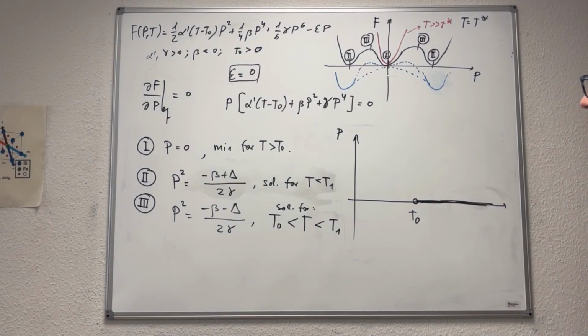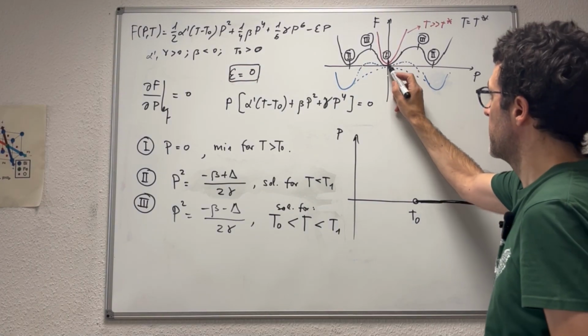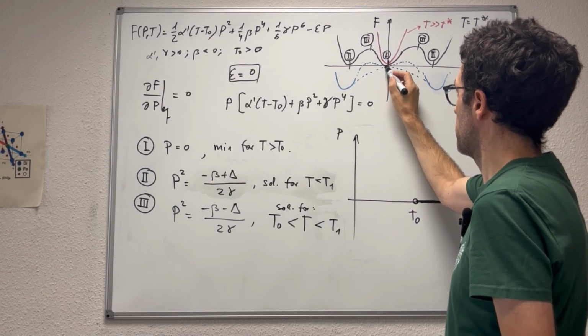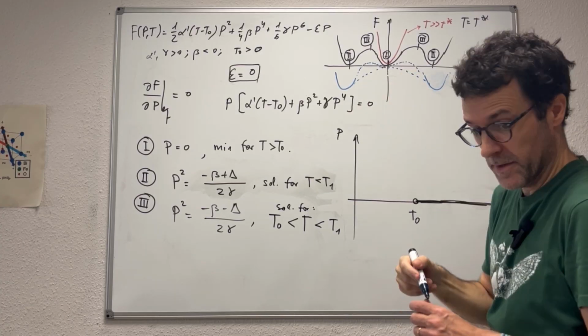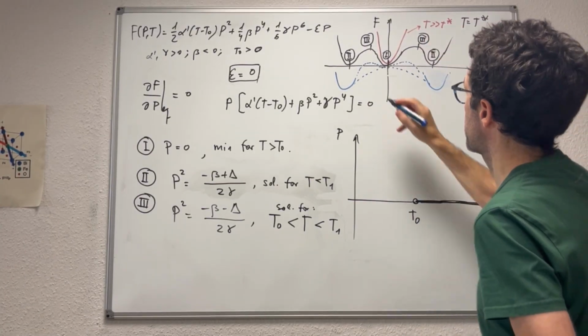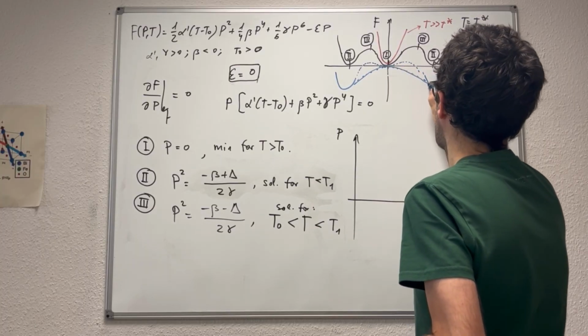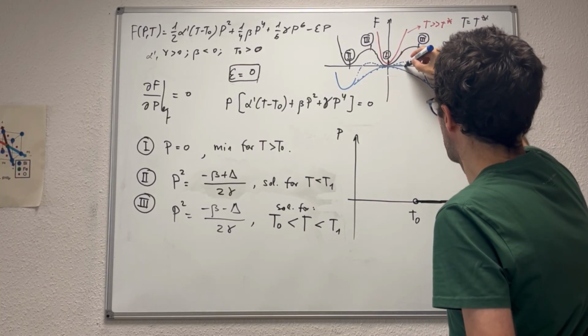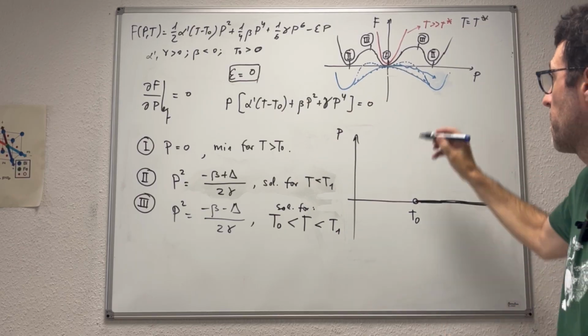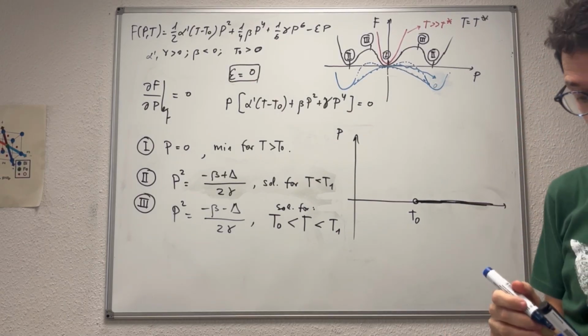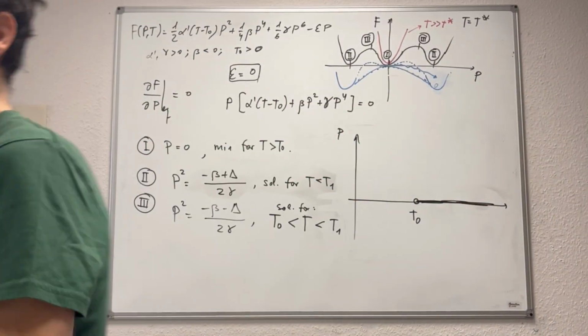What happens there? What happens at T0? Well, at T0, if this stops being a minimum, we are in the situation here in blue that I'm going to emphasize now. We are in this situation. And the system will evolve discontinuously towards the available minimum of the free energy.